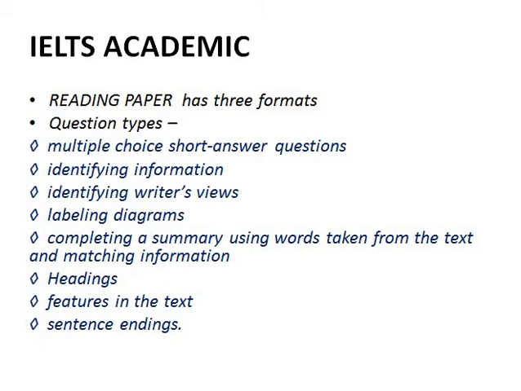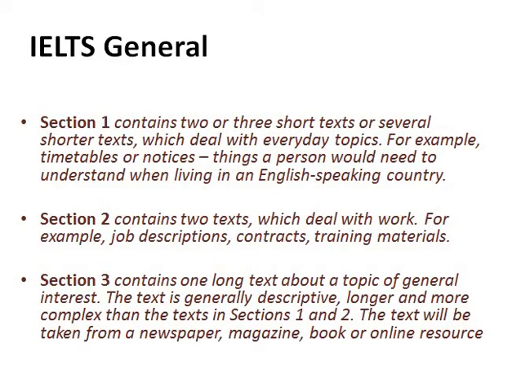If you're going to take General IELTS, for people who want to migrate abroad, especially to English-speaking countries, the first section usually contains two or three short texts or several shorter texts, and it deals with everyday topics such as timetables or notices. These are the things that a person would need to understand when living in an English-speaking country. Section 2 contains two texts, and it deals with work, such as job descriptions, contracts, and training materials.